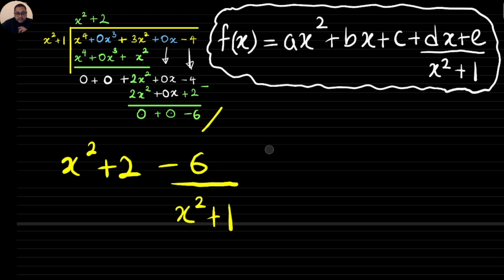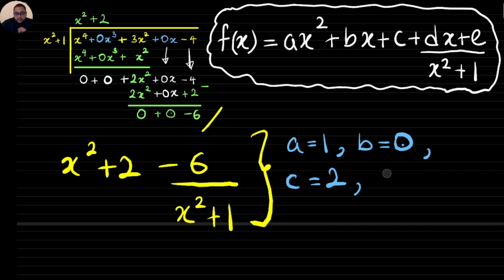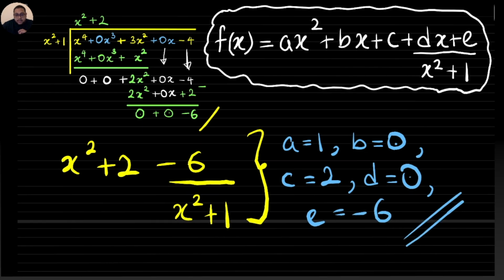To finalize the answer, I will write the values of the coefficients of a, b, c, d, and e. Starting with the coefficient of x squared, I have a equals to 1. In the answer we have obtained, there is no value for b because there is no x term. Hence, b would be equal to 0. The value of c would be equal to 2. The value of d would also be equal to 0 because as you can see, the numerator in this fraction consists no x term. Lastly, we have e equals to negative 6, and this is your answer.